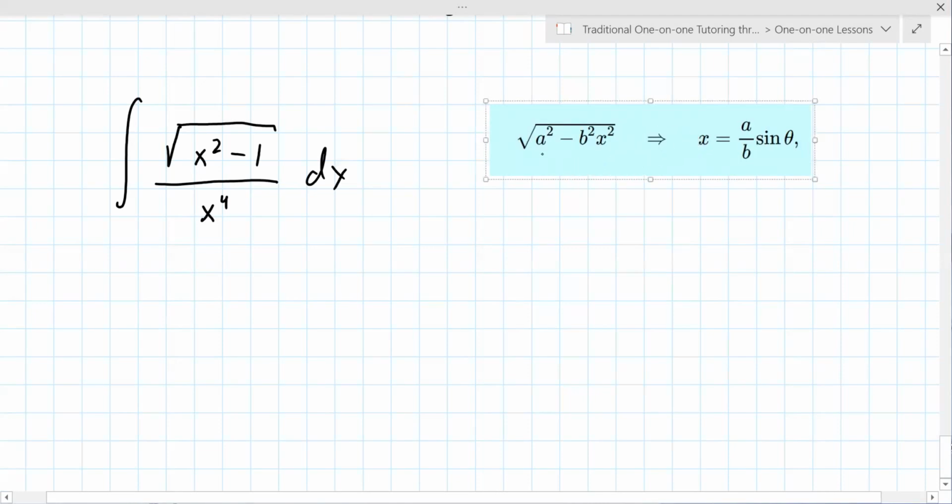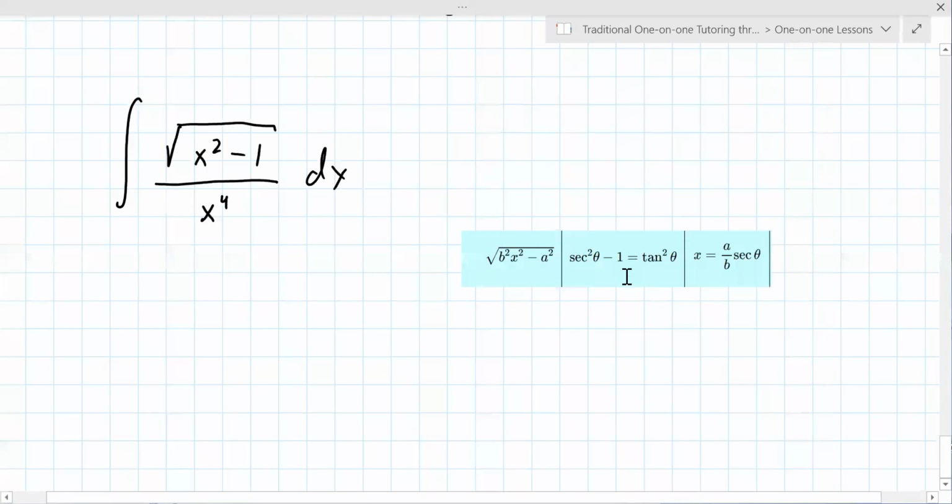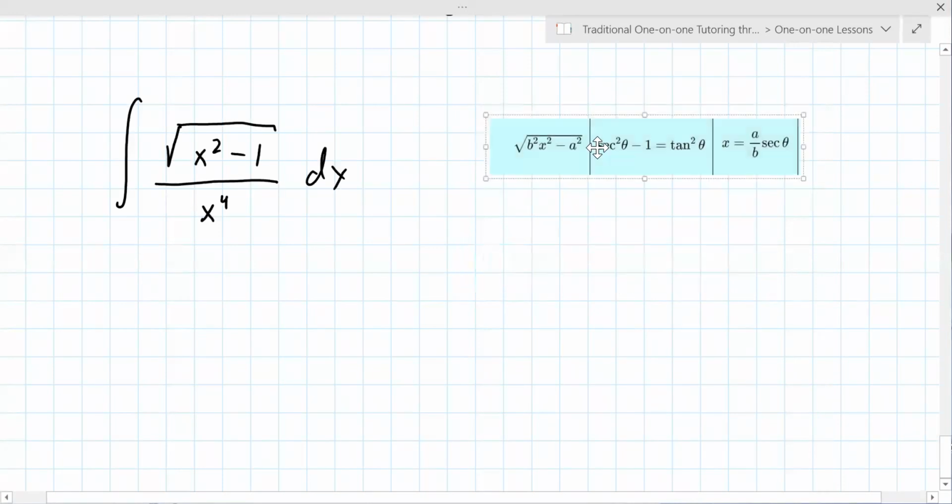So this one, you've got to get the right form. I actually grabbed the wrong form. This one is the secant form. It does matter that x is first and not second. Here, b is really 1, since 1 squared, and a is 1. We want x equals a over b, which happens to be 1 over 1. So x is secant theta.